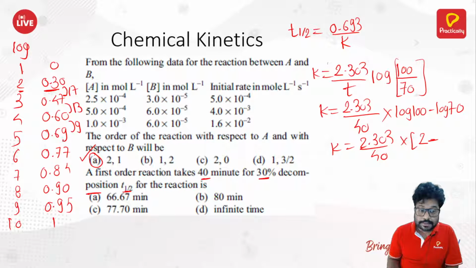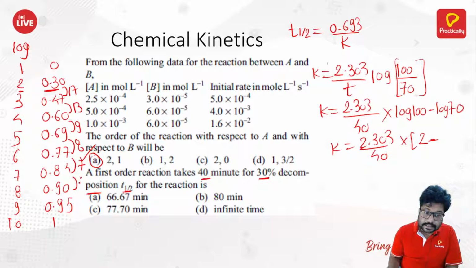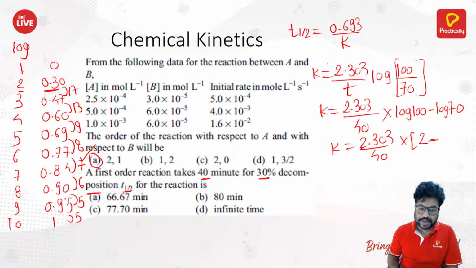How? 69 to 77, difference is 8. 77 to 84, difference is 7. 84 to 90, difference is 6. 90 to 95, difference is 5. And lastly, 5. That you don't need to remember. Okay, that's how you can remember the different log values.